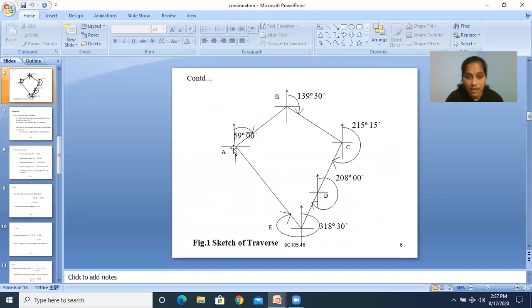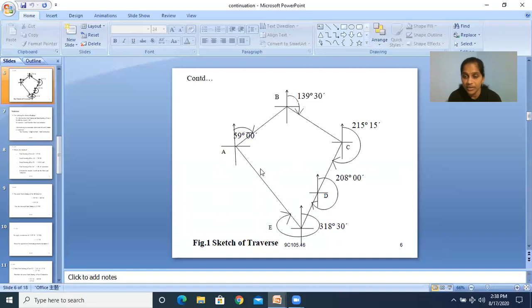This one, A, B, C, D and E. So these are the 5 stations. Among these 5 stations, stations A and B are free from local attraction, and the bearings which we have taken from these 2 stations are correct. That is, the forebearing of line AB and back bearing of line AB are correct, and also the forebearing of line BC is correct, and the back bearing of line EA is also correct.